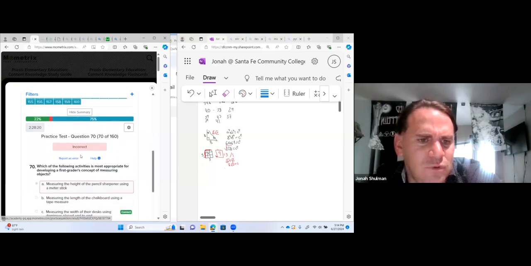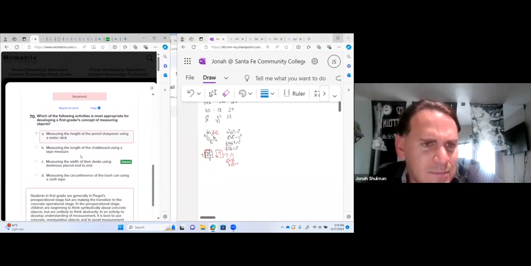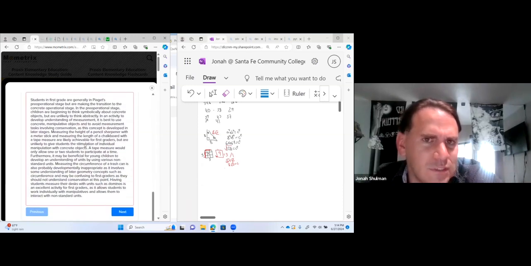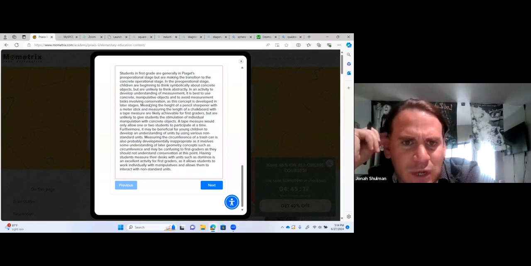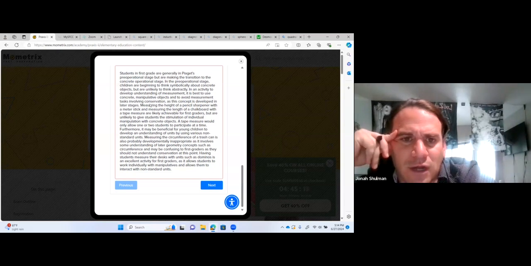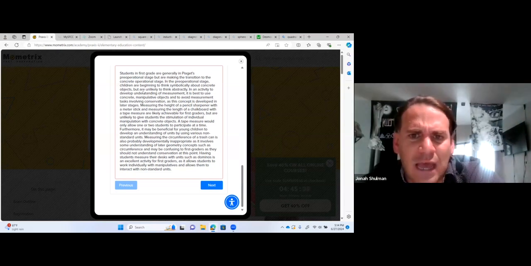And 70 was, oh, they didn't like my meter stick? Dominoes. All right, let's see the reason. Oh, that's a long reason. Students in first grade are generally in Piaget's pre-operational stage, but they're making their transition to concrete operational stage. Pre-operational stage children are beginning to think symbolically about concrete objects, but are unlikely to think abstractly. An activity to develop understanding of measurement, it is best to use concrete manipulative objects to avoid measuring involving conservation. This concept is developed in later stages.